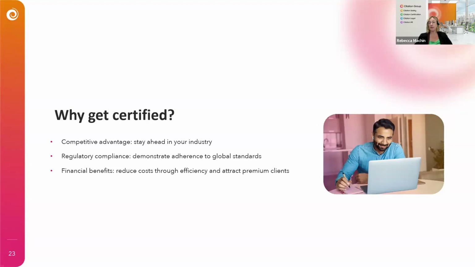Why get certified in the first place? Many organisations pursue ISO certification because it provides a competitive edge. Being certified can set you apart in a crowded market. It also ensures regulatory compliance, which is essential for many industries. On a practical level, certification can boost your bottom line by improving efficiency and reducing costs while also attracting high-value customers.